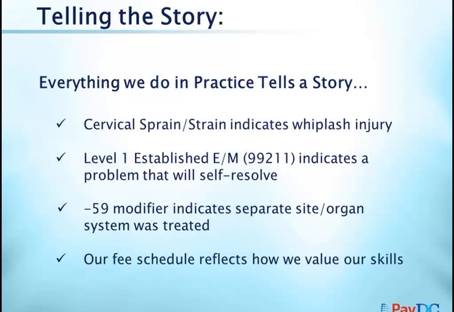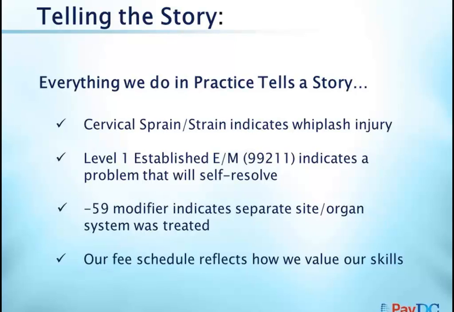The 59 modifier is a very common modifier used in chiropractic coding. It indicates that a separate site or organ system was treated than the one we adjusted. So we want to make sure that we only use that modifier when it's warranted.